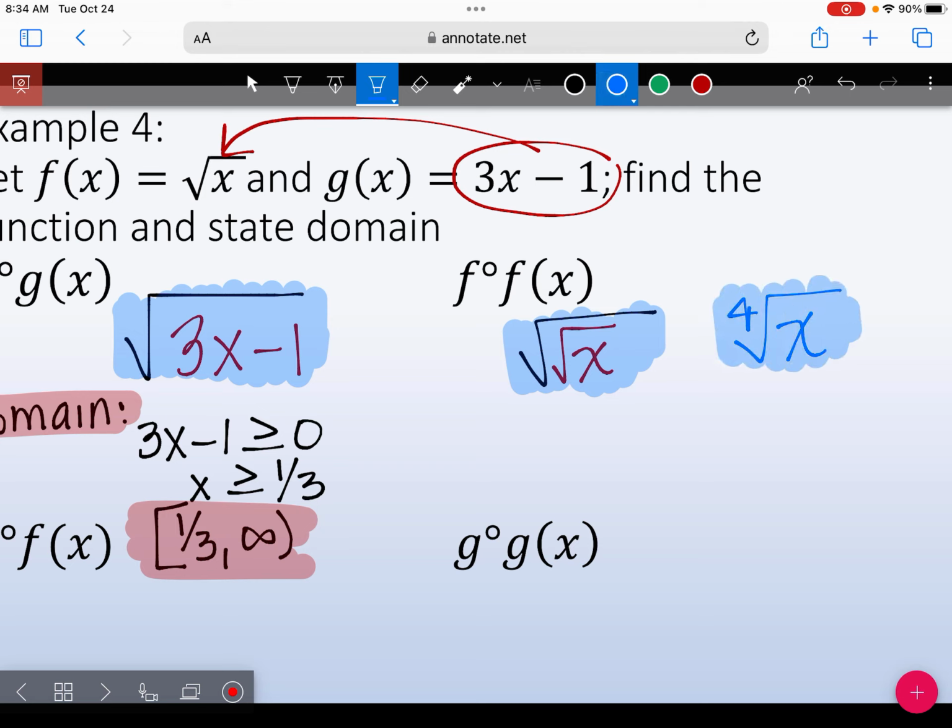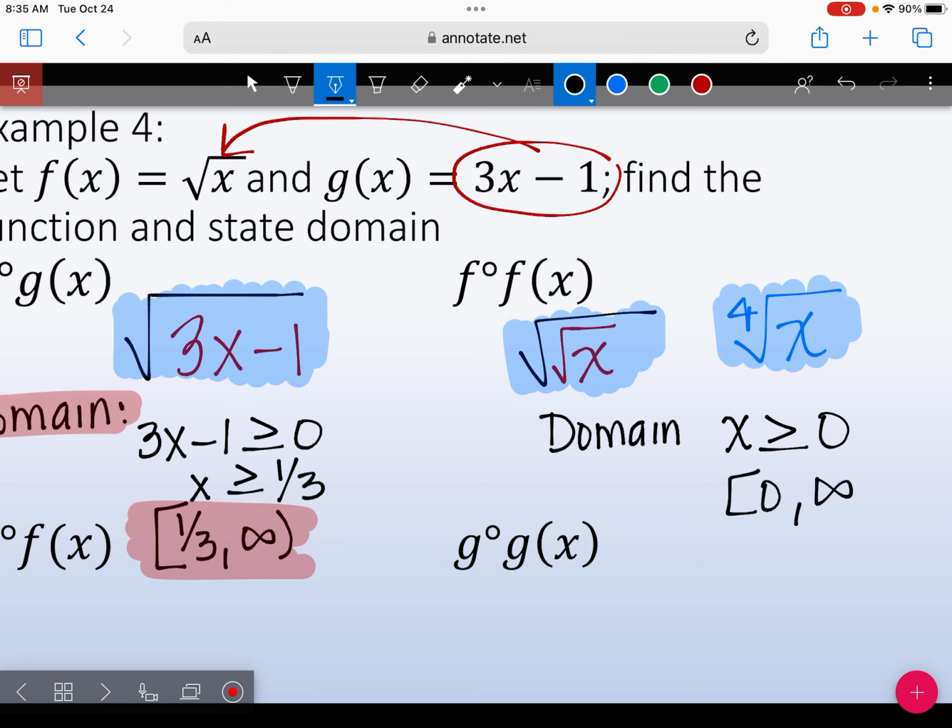So your domain is going to be, because it's still a radical, x has to be greater than or equal to 0. Which written in interval notation would be 0 to infinity.